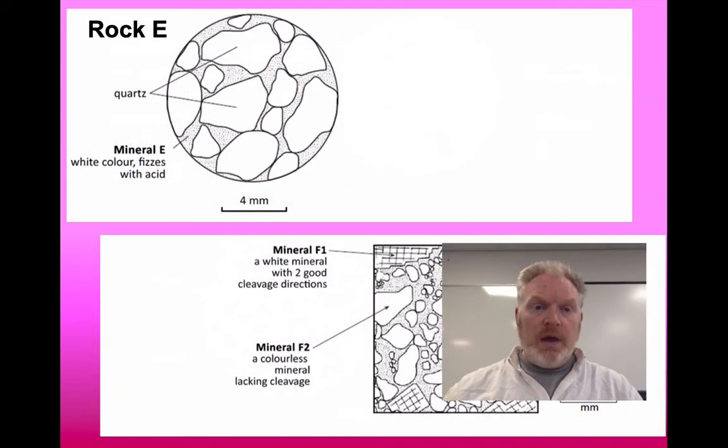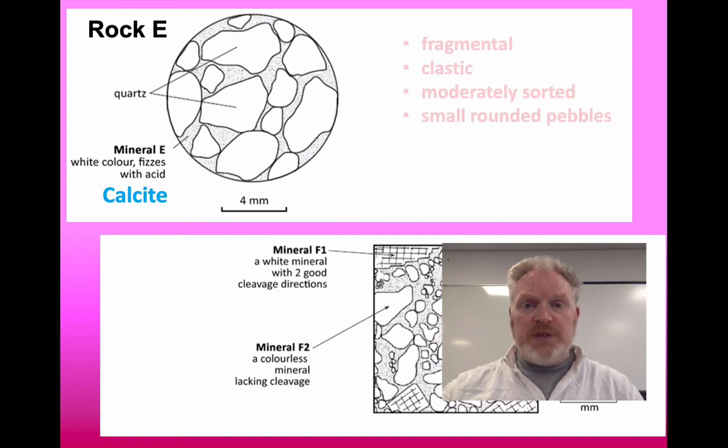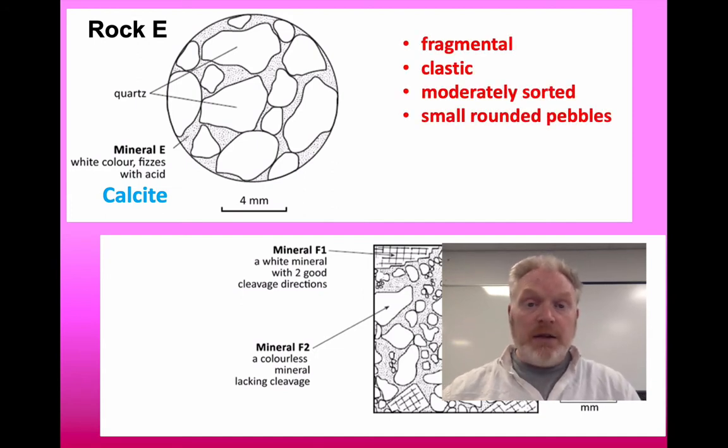Rock E then, mineral E, because it fizzes with acid, is going to be calcite. This particular rock is fragmental. There are fragments of rock, so it's clastic. It's moderately well sorted. There is a variation in the size of the grains here, but not a massive one. And those grains are small rounded pebbles. They're just a bit bigger than 4 millimeters, so they're just about pebbles, but they are still pebbles and they are rounded. Because of that, this rock is a conglomerate.